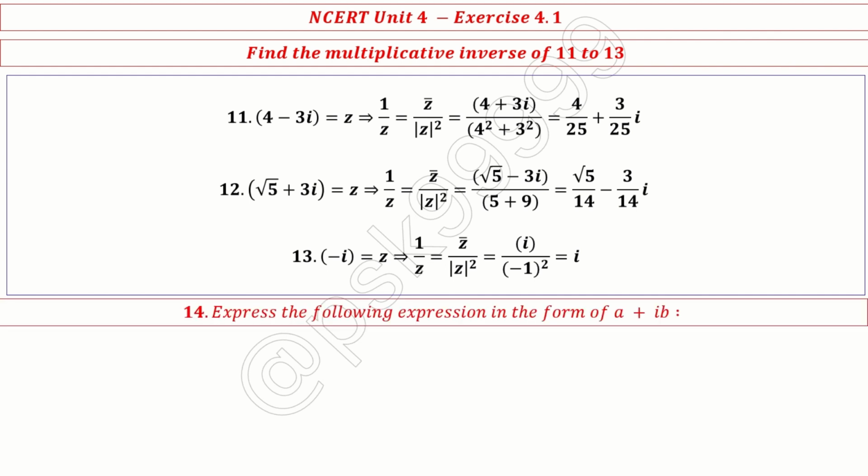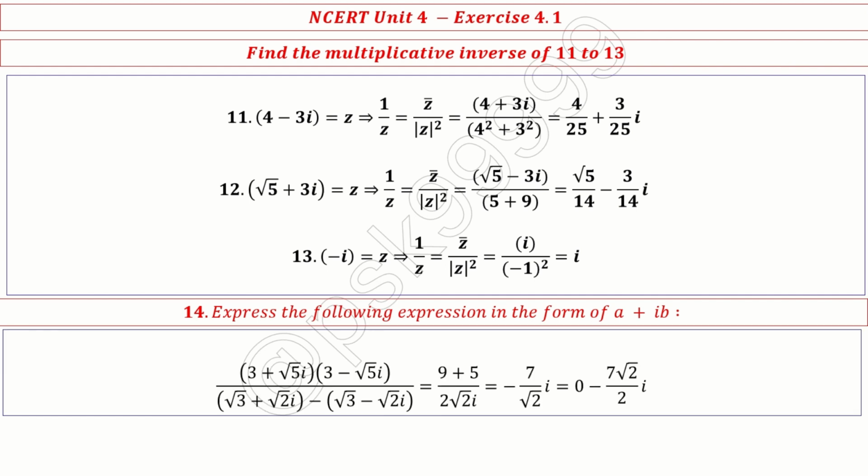Next. Express the following in the form of a plus ib again. Here you have complex products given. The first thing is to solve the numerator and denominator independently, and then work with whatever you are left with. In this case, if you solve the numerator and denominator, I'm getting 14 divided by 2 root 2 i, which is nothing but 7 by root 2 i. But i is in the denominator, so it will become minus i. So minus 7 by root 2 i, which is nothing but 0 minus 7 root 2 by 2 i. You can write it whichever way you want.